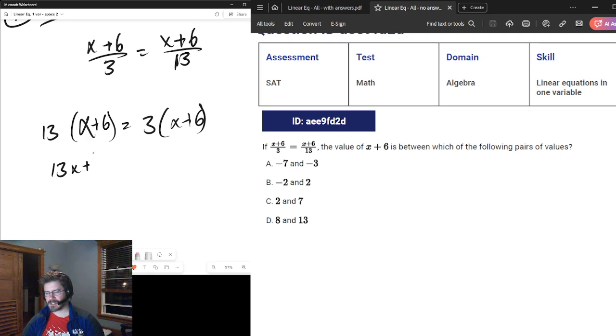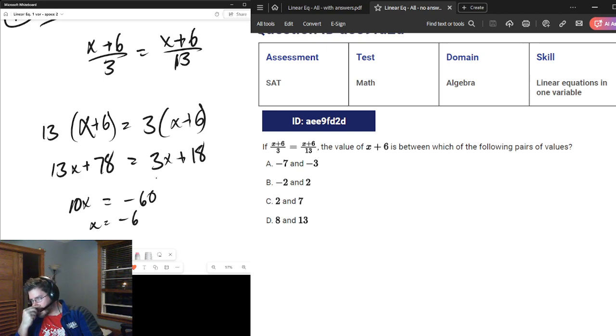13x plus 60 plus 18 is 78, equals 3x plus 18. Subtract the 3x: 10x. Subtract the 78, equals negative 60. x equals negative 6. So that would lead us to answer A.